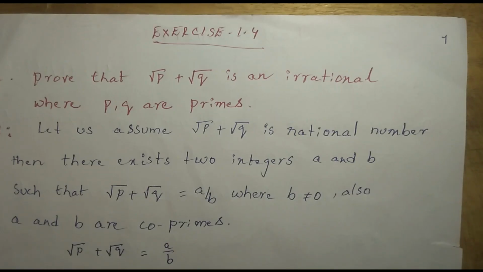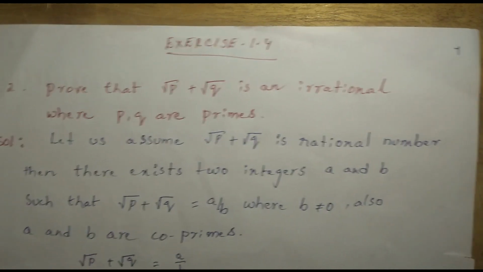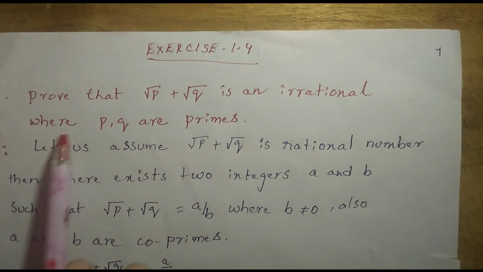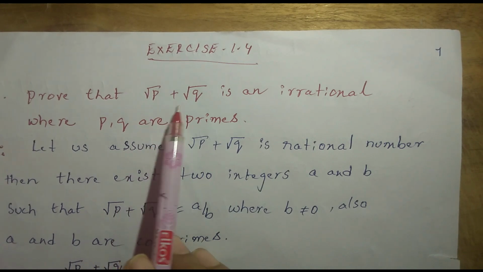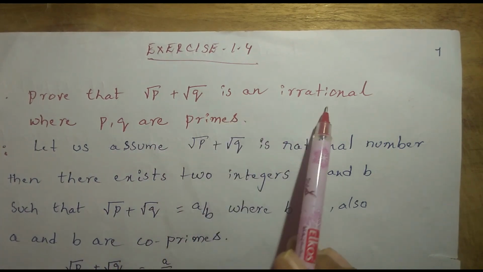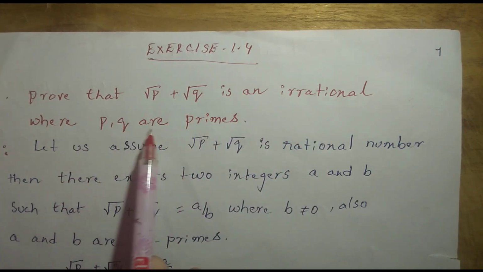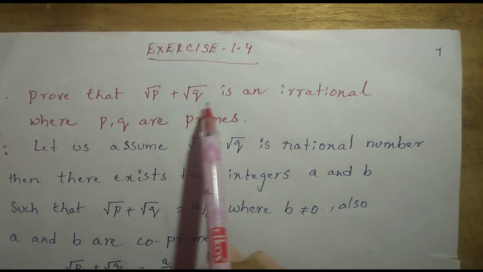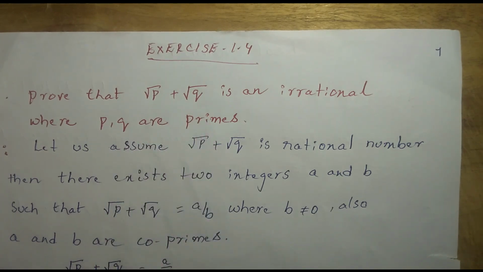Okay students, we take another problem and solve from exercise 1.3. That is the second problem. Prove that the square root of p and the square root of q is irrational, where p and q are primes. Here p and q are given as prime numbers.